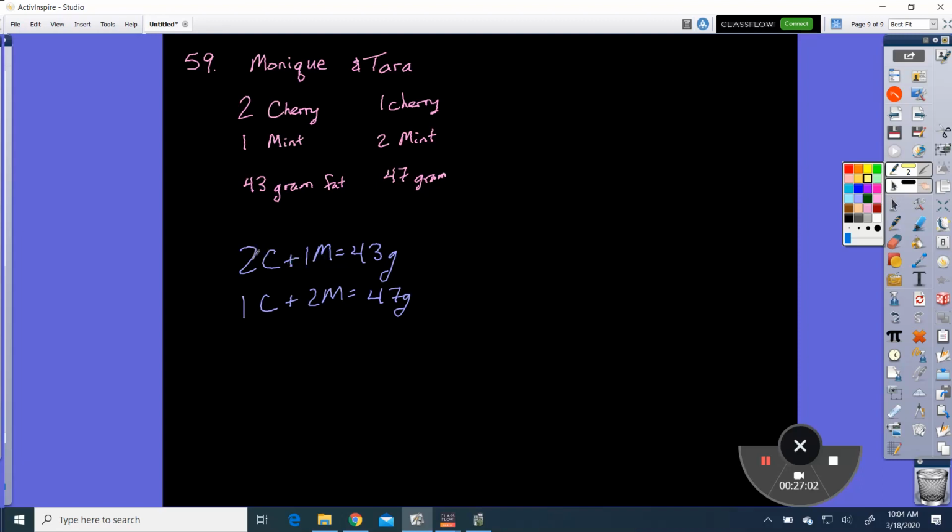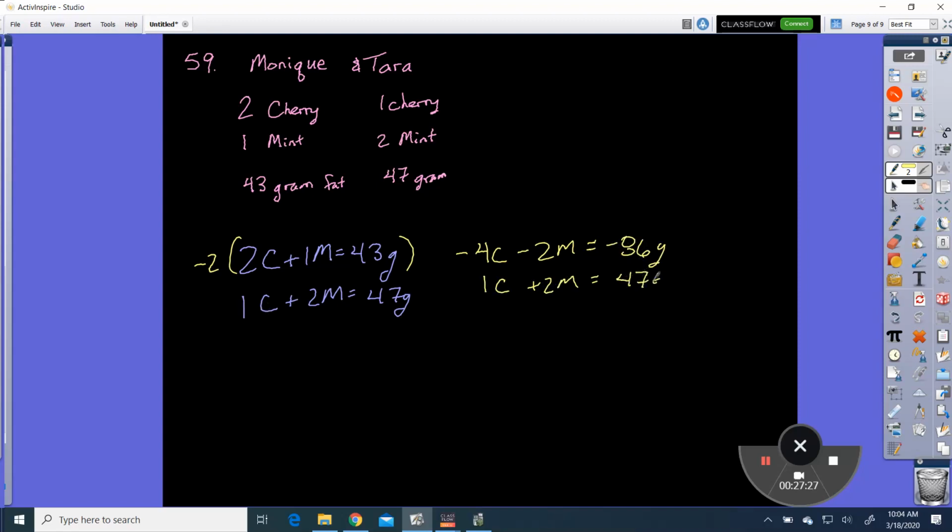Let's get rid of the mints. Sure, let's get rid of the mint. Multiply this by negative 2. Maybe you like cherry better, so you multiply it by negative 2 to get rid of your mint, so you just have cherry. I don't know. Anyways, whatever you do, it works out. So negative 86 grams. Down here, we keep it the same, so we have 1 cherry plus 2 mints equals 47 grams. We combine these, we get negative 3 c's, the mints are gone.